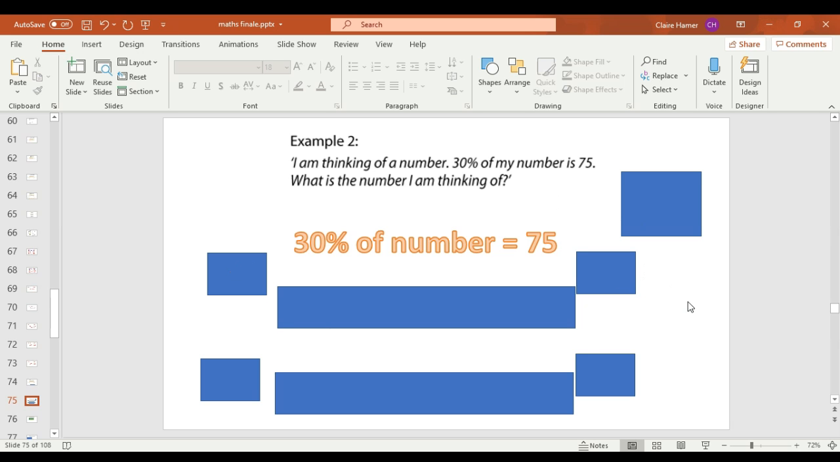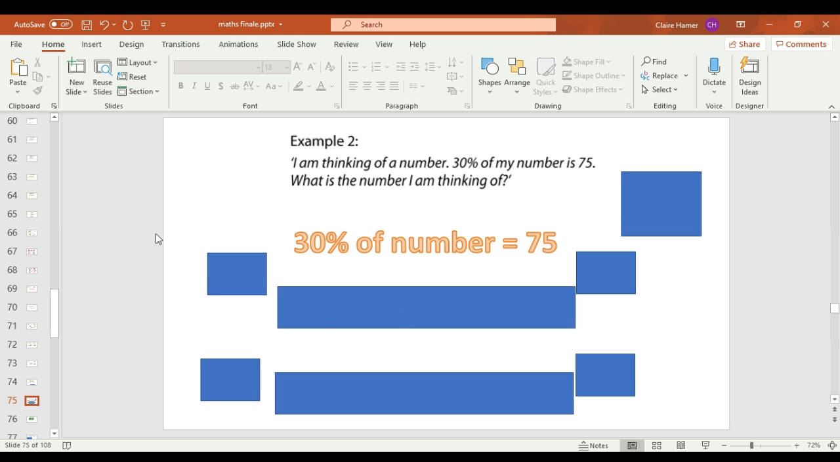There are different ways of getting to this answer, so have a go. See if you have the same way that I have done, or see if you think of a different way. Pause the video, see if you can get from 30% back to the full number, which would be 100%. If you're stuck, think about the starter task, because we did think about 30% earlier. Right, I'm going to reveal my method, so press pause if you're still working.